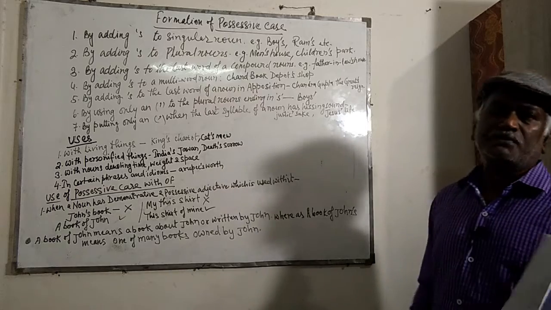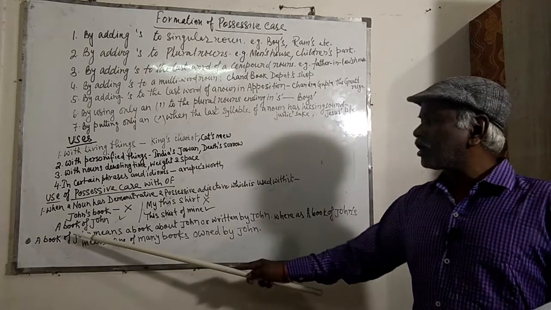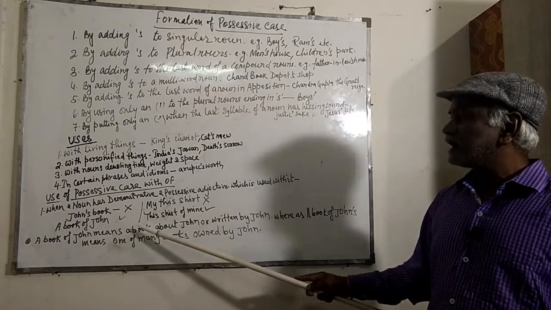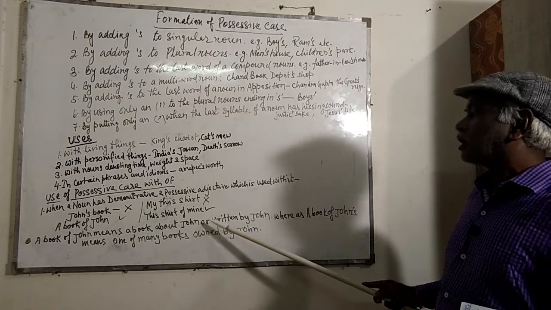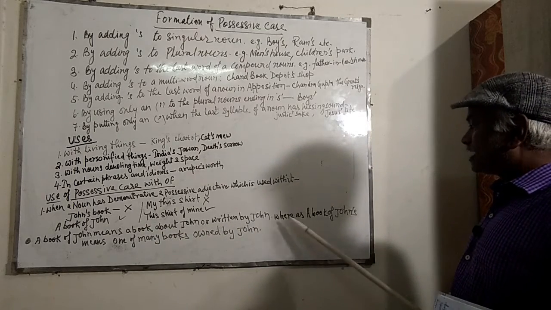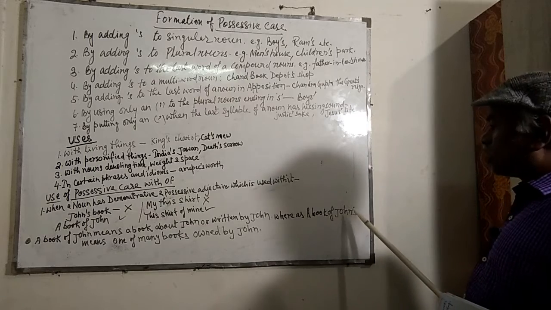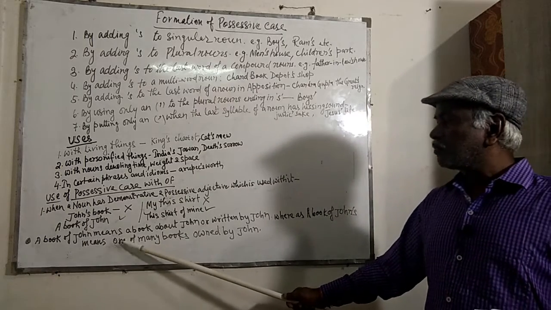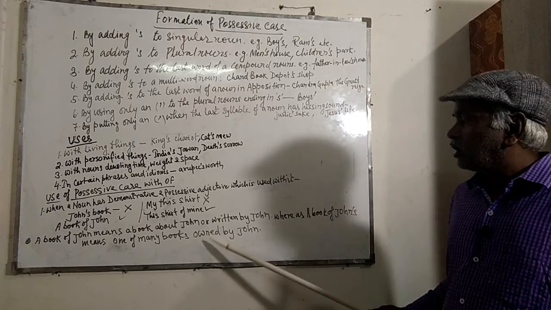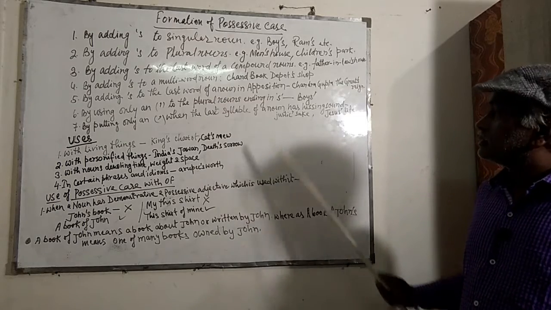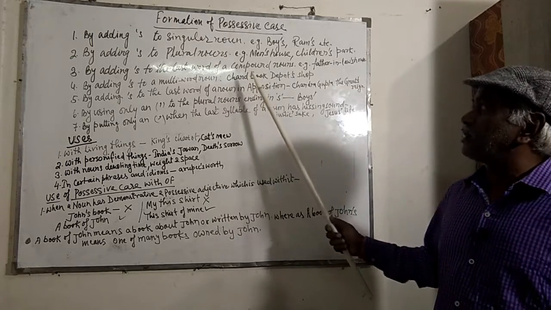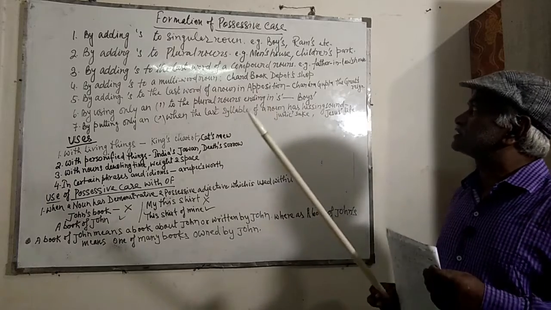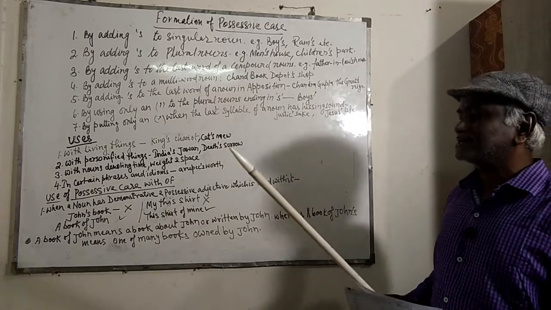Here one thing is to be remembered. A book of John means a book about John or written by John, whereas a book of John's means one of many books owned by John. So this was about formation of possessive case and its uses.